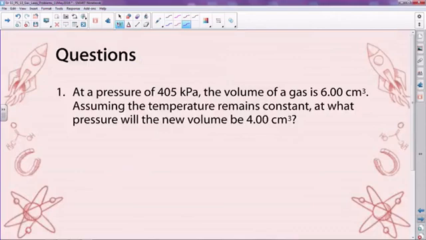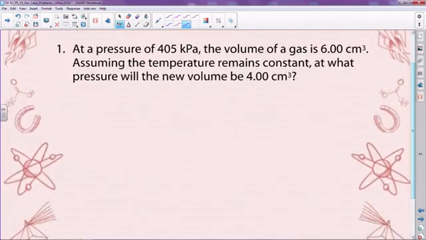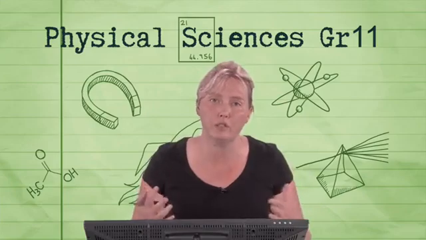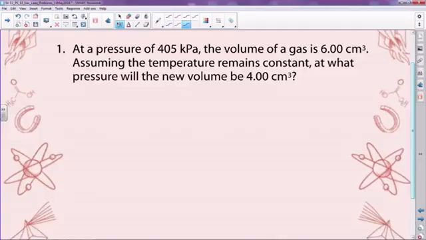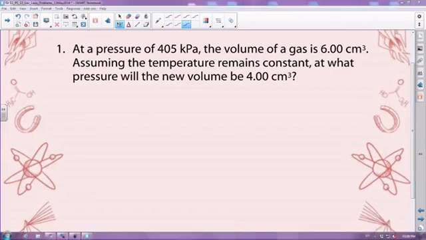Now I've got one or two for you to do. So I'm going to show you this question, then we're going to go to an ad break. I'm going to give you the time during the ad break to actually do the question. So at a pressure of 405 kilopascals, the volume of a gas is 6 centimeters cubed. Assuming that the temperature remains constant, at what pressure will the new volume be 4?